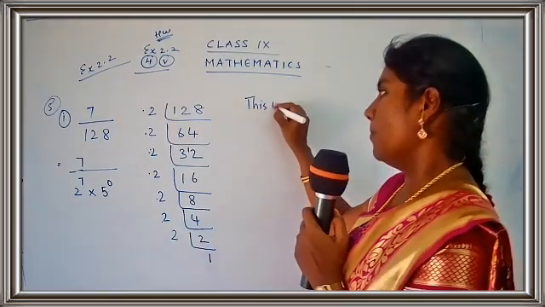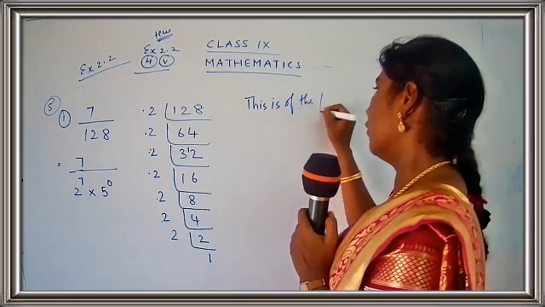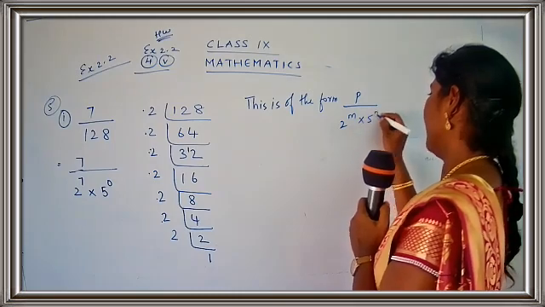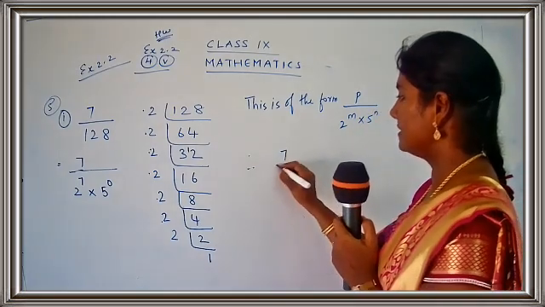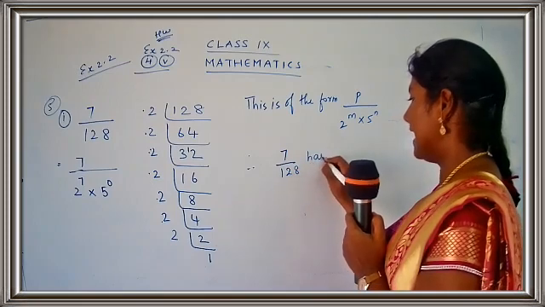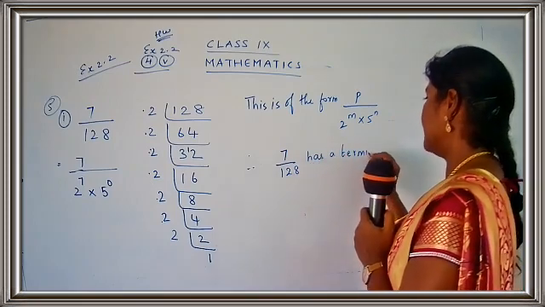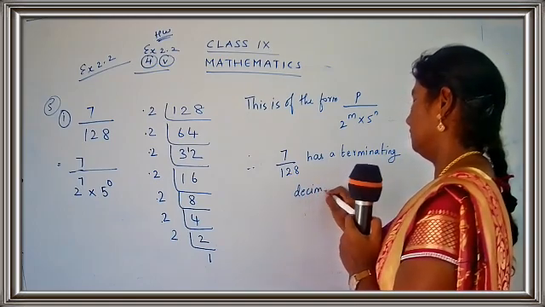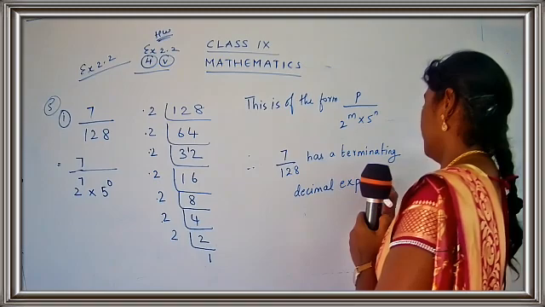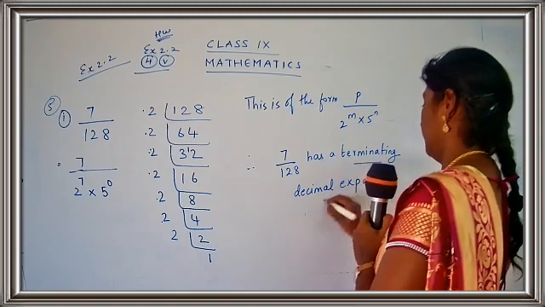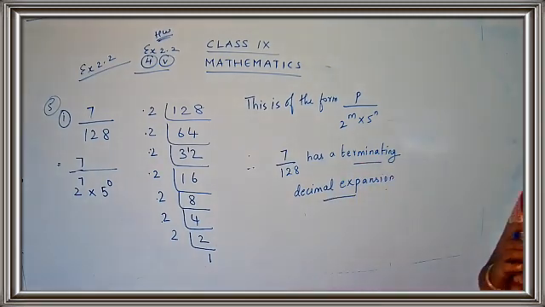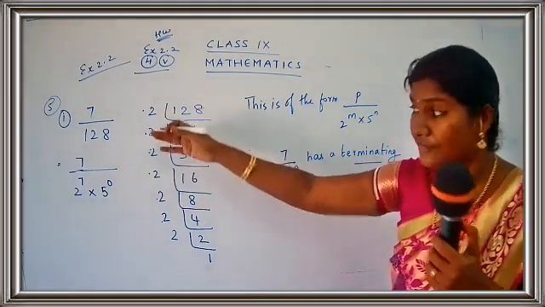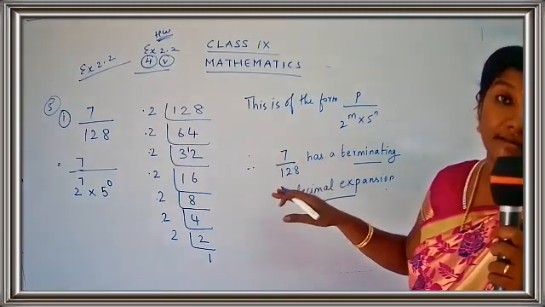This is of the form p upon 2 raised to m into 5 raised to n. Therefore, 7 upon 128 has a terminating decimal expansion. Okay, so what we have done, we have found the answer. That's all. We have checked without division. I did not go for the division. Without division, I found whether the answer is going to be a terminating decimal expansion.